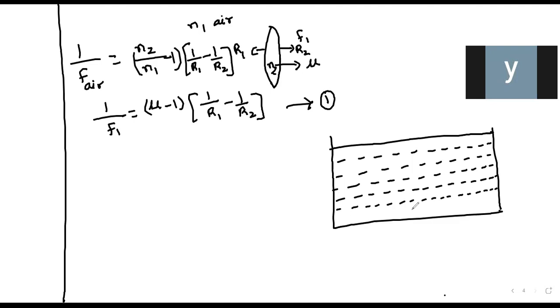I am having a liquid. In this liquid, what I did, this lens is immersed. And this liquid is having a refractive index mu dash. Now I need to find the focal length of the lens with respect to liquid.